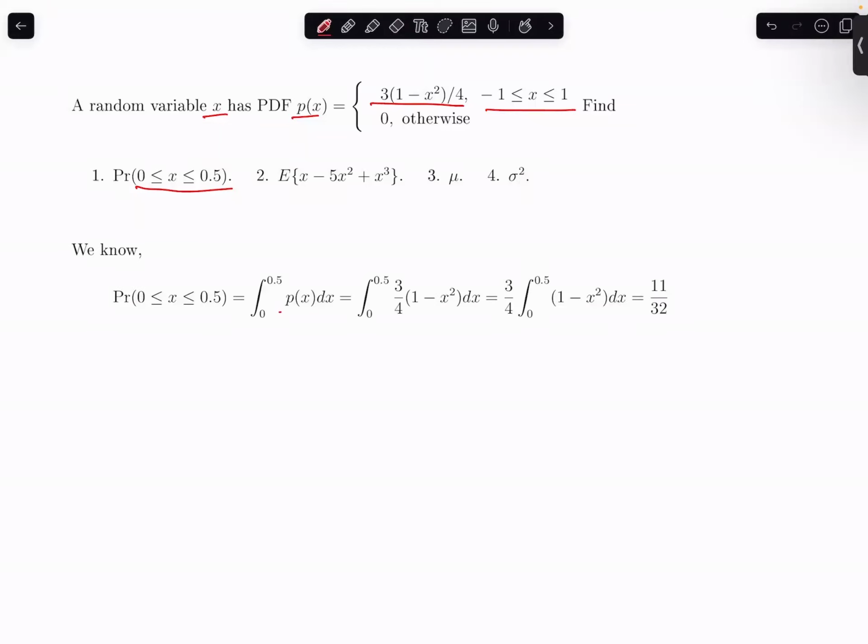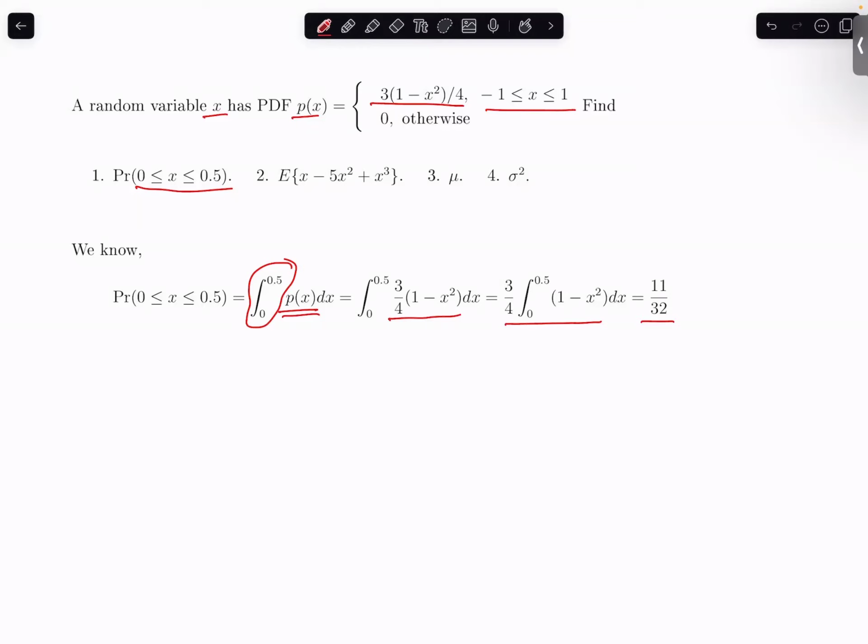integrate the PDF in the required range, which is 0 to 0.5. And then plugging in the expression for p of x, which is this, and then integrating, we get 11 by 32. So that is the probability x will be in the range 0 to 0.5.